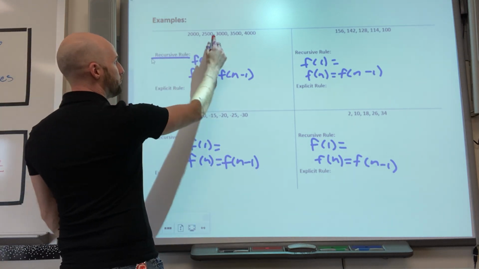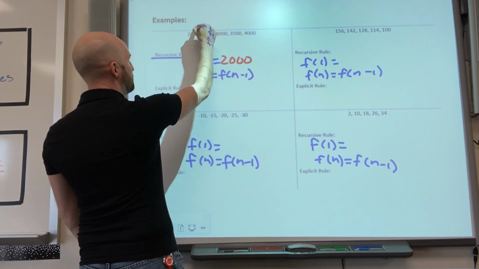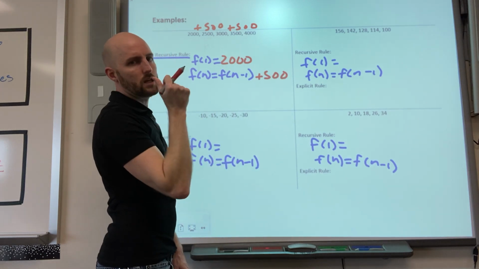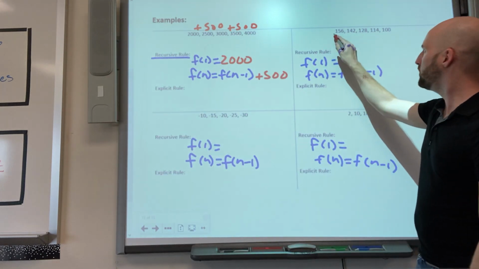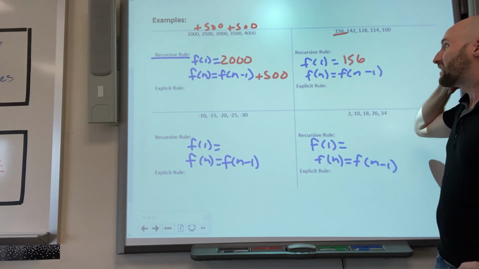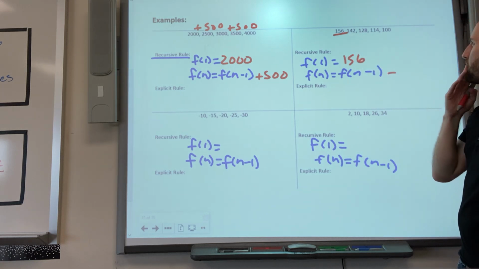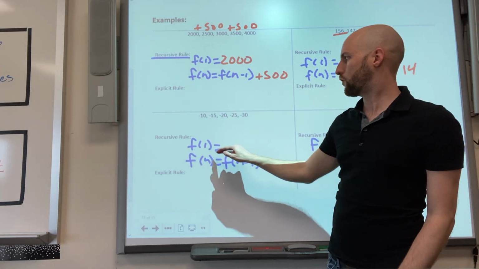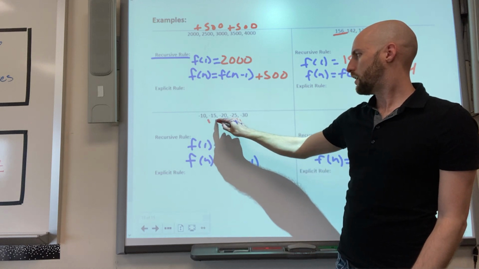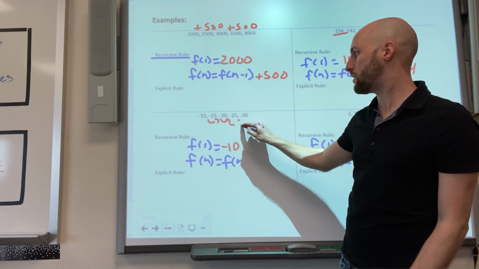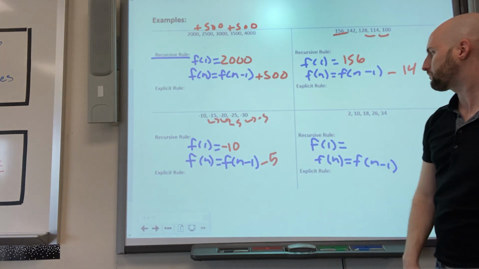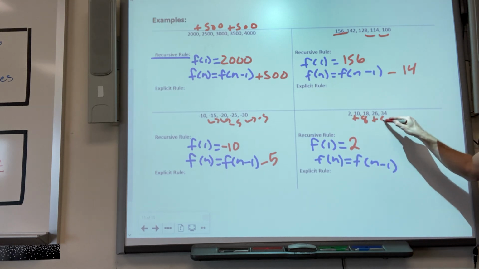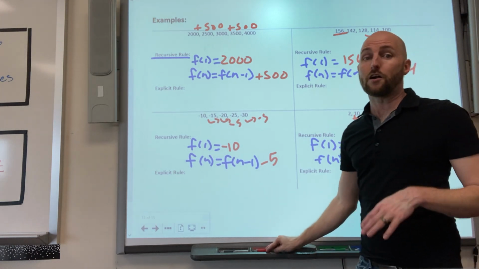What is the first number? 2000. What is the pattern? Plus 500. Easy. What is the first number? 156. Que está restando, it's minus 14. Okay. First number, negative 10. Be careful, the sign is menos 5, menos 5, so minus 5. First number is 2, plus 8, plus 8. Okay, so eso es repaso de ayer.